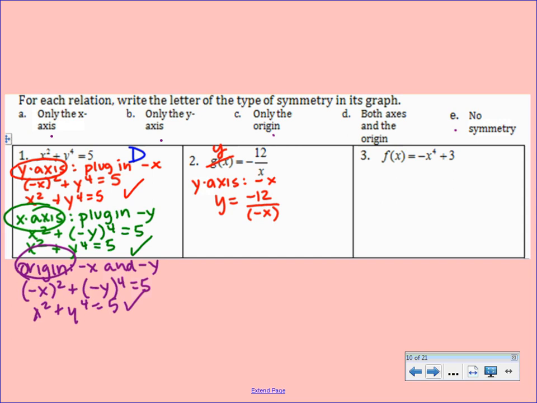What's a negative 12 over a negative x? Positive 12 over x, right? Because each one's just one term, so we can divide them and get positive 12 over positive x. So then, it is not the same as what we started with, so it is not y-axis symmetry. Sorry, mine's too messy.